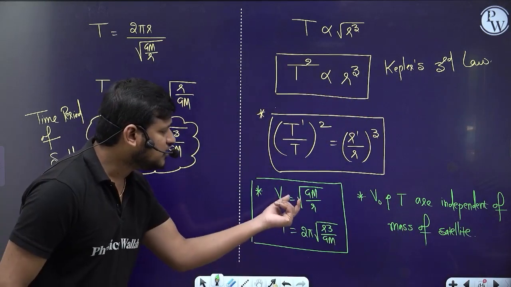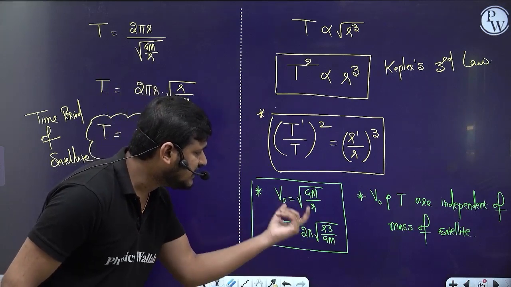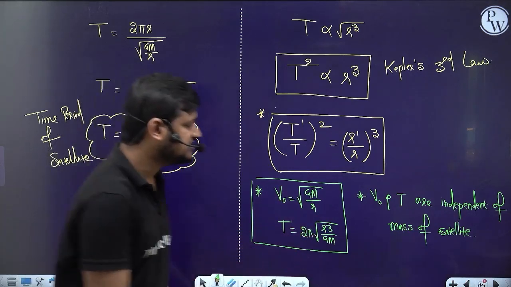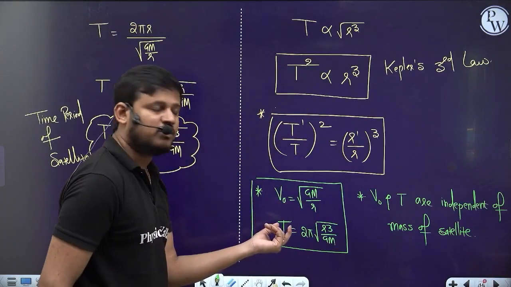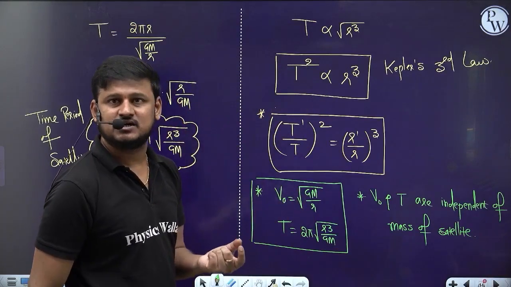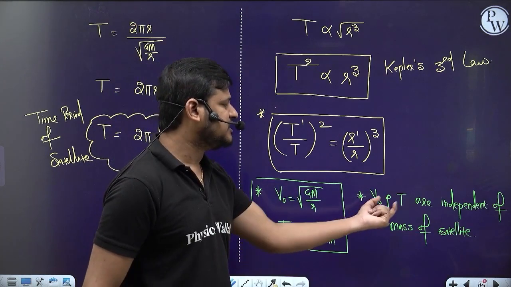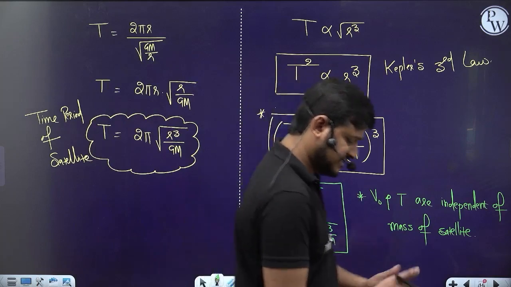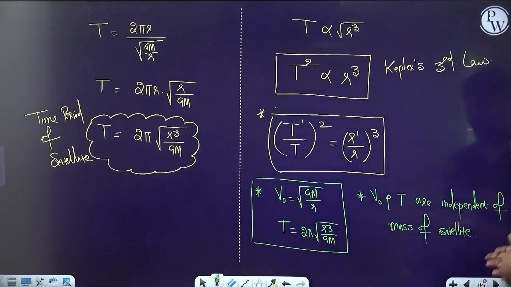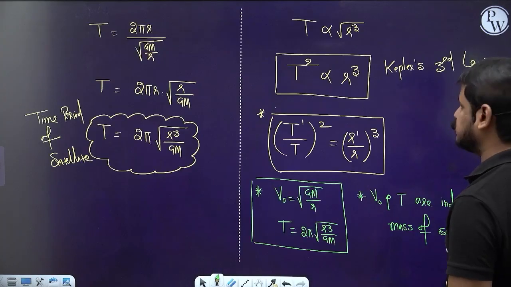Why? Are you seeing any small m mass here? The satellite is of mass how much? Small m. So in this orbital speed or time period formula, there is no small m term, right? So I can say that the orbital speed and time period are independent of the mass of the satellite. Done, guys? Clear? Good. Next, let's move further.